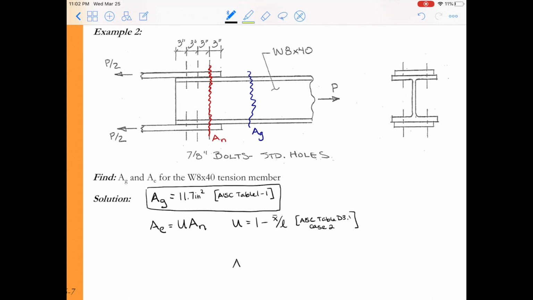In addition to U, because this is a bolted connection, we also have to determine the net section area. And just as a reminder, the net section area is our gross area minus the number of bolt holes that are missing times the nominal diameter of the bolt plus an eighth of an inch, all times the thickness of where those bolt holes go through.